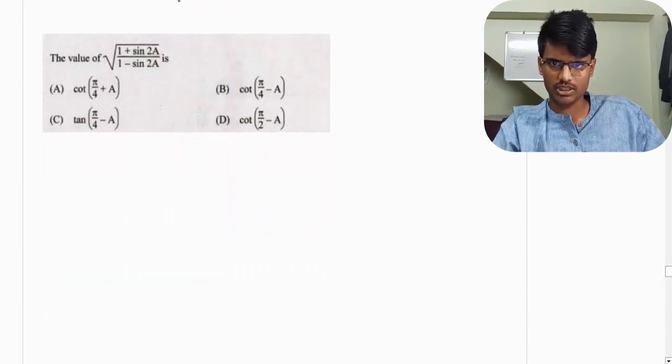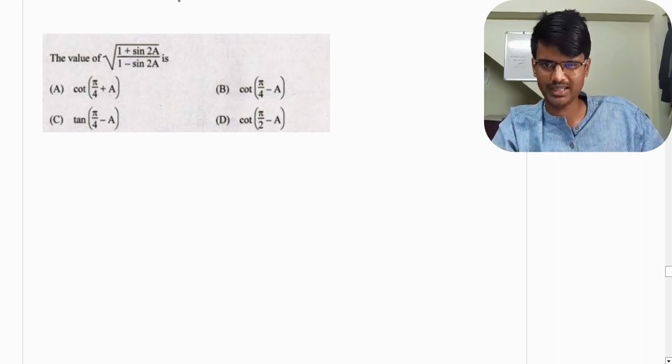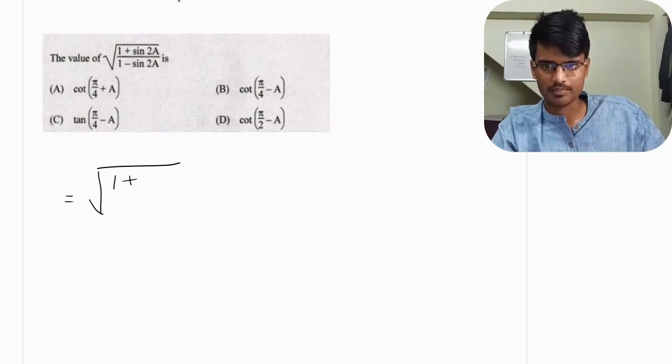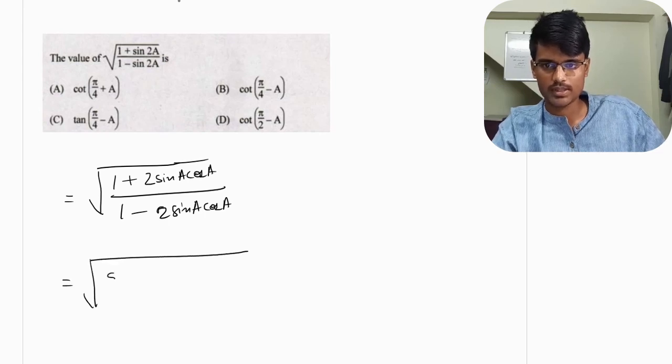Yeah, so this is a tricky question. Let's try. Just don't get overwhelmed looking at the question. Sine 2A can be written as 2 sine A cos A, right? We know that 1 minus 2 sine A cos A. So 1 can be represented as sine square A plus cos square A.